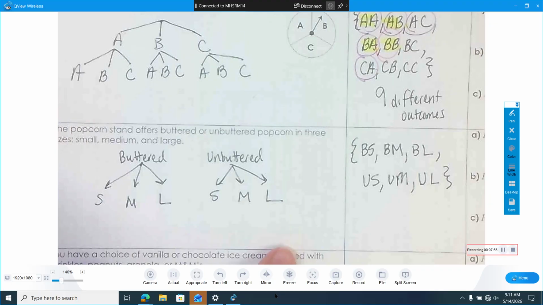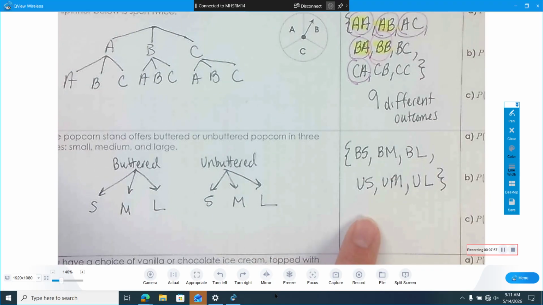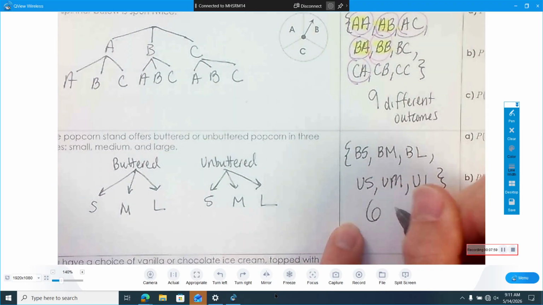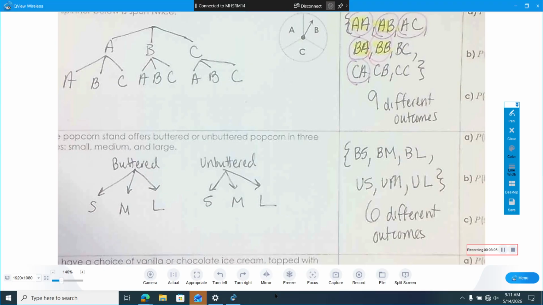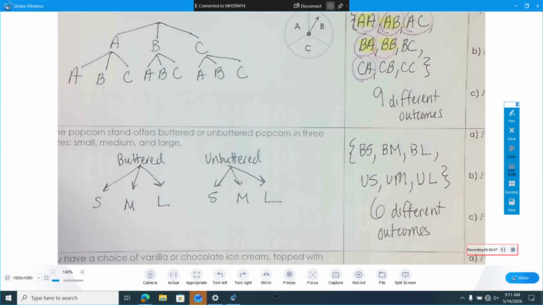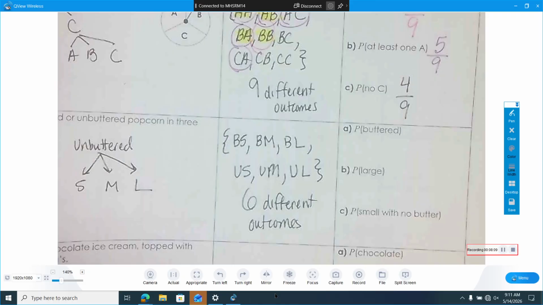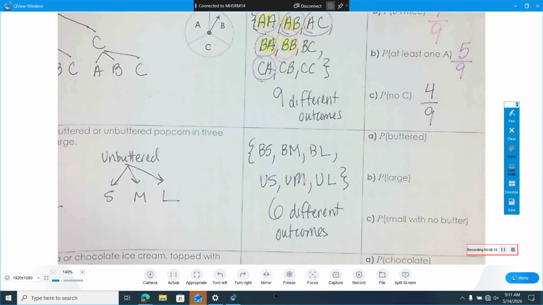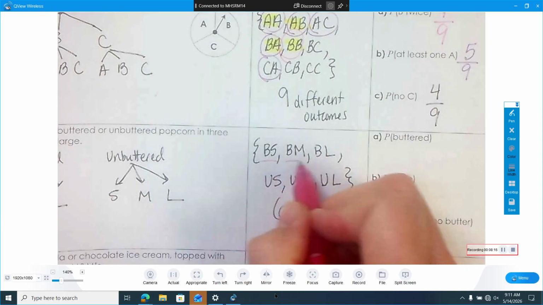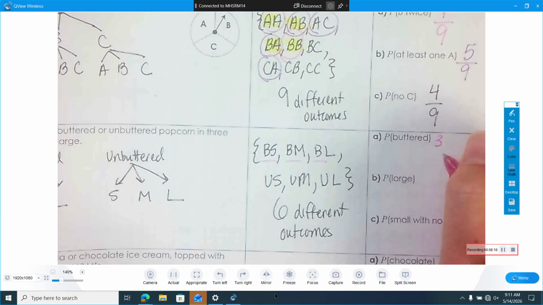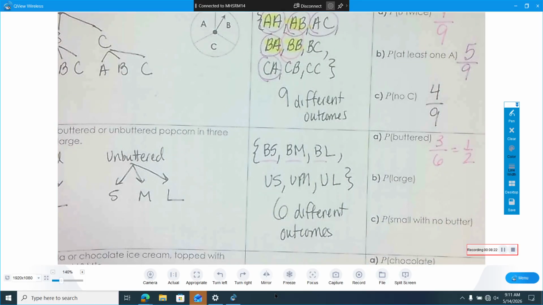Okay. All right, how many different outcomes are possible here? 6 different outcomes possible here. All right. So, what's the probability that our popcorn is going to be buttered? 3 out of 6: buttered, buttered, buttered. We've got 3 buttered options out of 6, which reduces to 1/2.